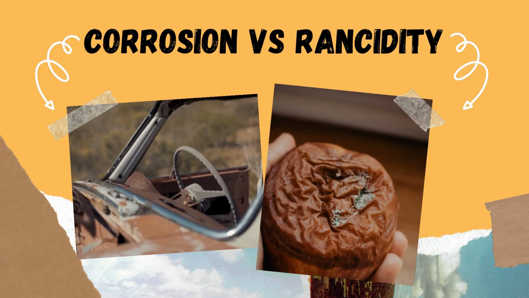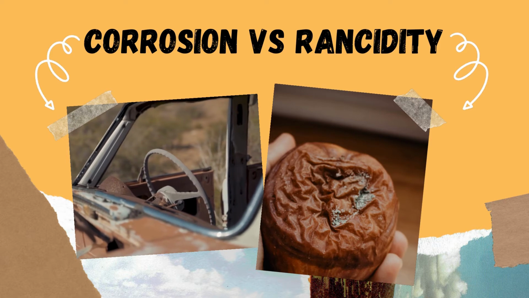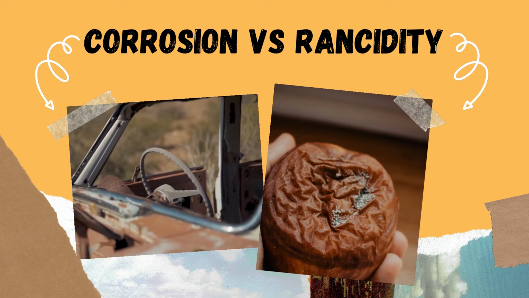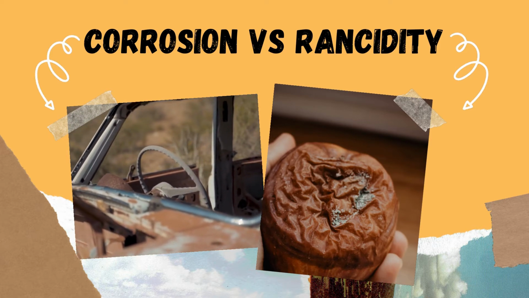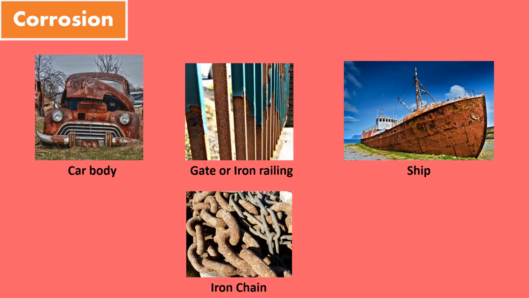In this video, we are going to find out what is the difference between corrosion and rancidity. You must have observed corrosion causes damage to car bodies, gates, iron railings, ships and many other materials made up of metals. So how do we define corrosion?